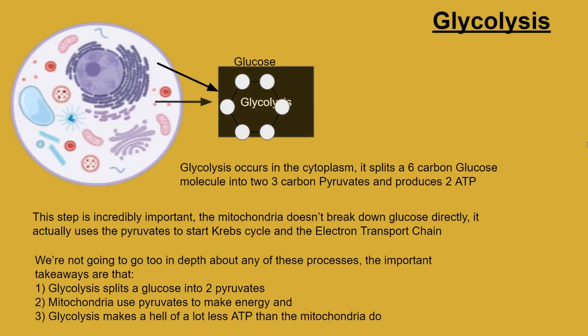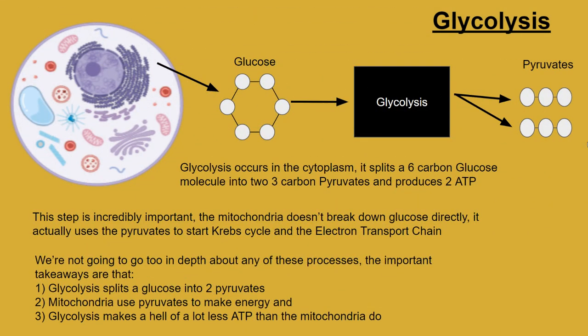Glycolysis happens in the cytoplasm, and it splits a glucose molecule into two pyruvates and produces 2 ATP. We don't need to go too in depth, but the main takeaways from glycolysis are that 1. Glycolysis splits a 6-carbon glucose into two 3-carbon pyruvates. 2. Mitochondria use pyruvates and oxygen to make energy. And 3. Glycolysis makes a hell of a lot less ATP than mitochondria do. Once these pyruvates enter the mitochondria, energy production can begin.